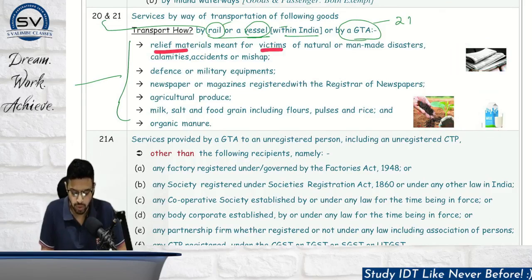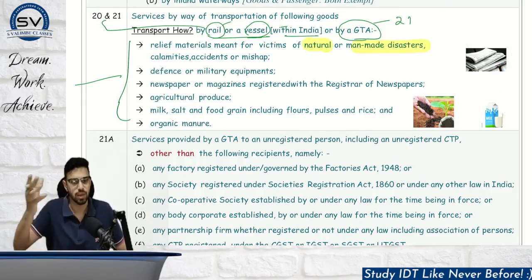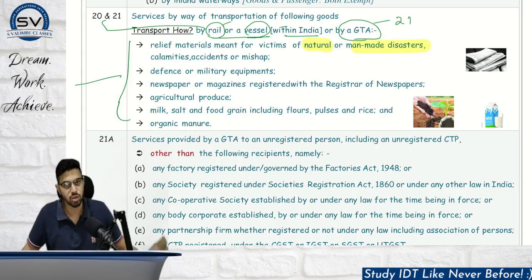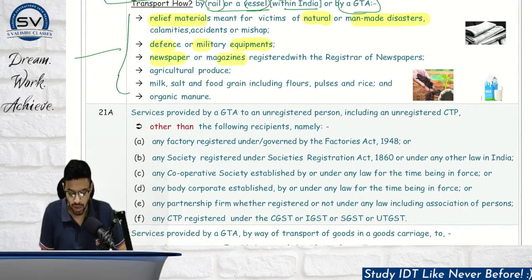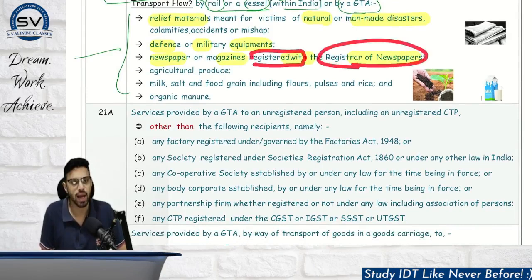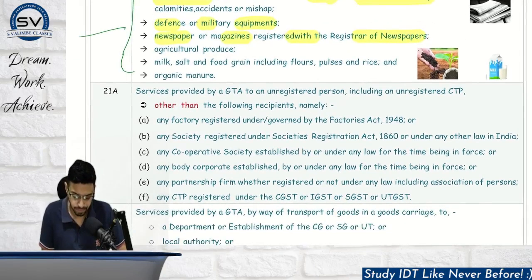Relief material for victims of natural or man-made disasters. See, law is so specific. Natural or man-made disasters. There is some terrorist blast, there is some accident which is caused by a man-made, some kind of a terror plot. Still, it will be covered. Natural disasters, floods, earthquake, that is also covered. So, relief material, defense military equipment, newspapers or magazines registered with the Registrar of Newspapers. Now, this becomes an important point. If they are unregistered and are being transported, no exemption.